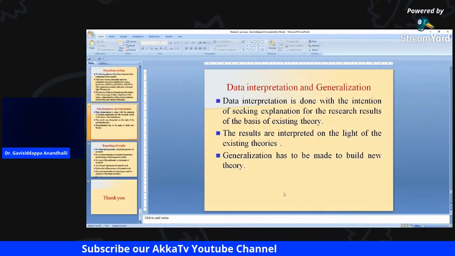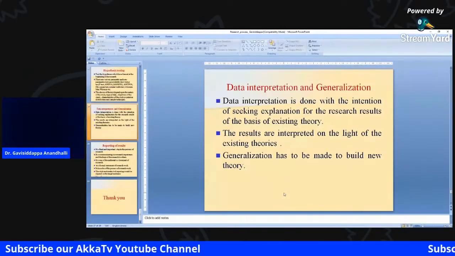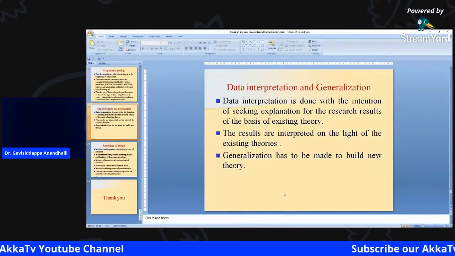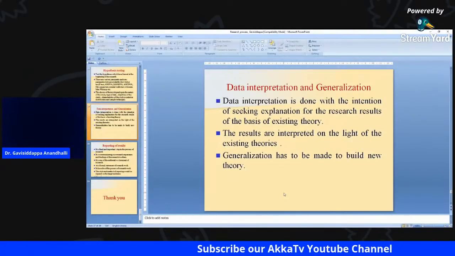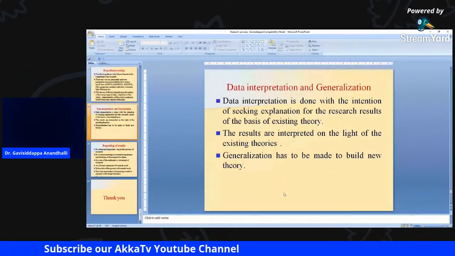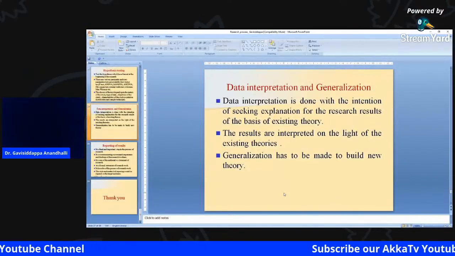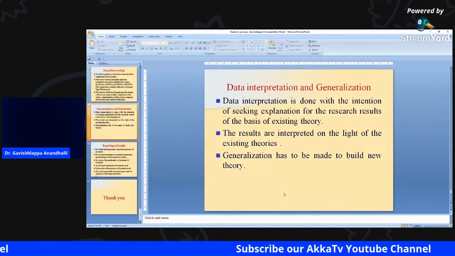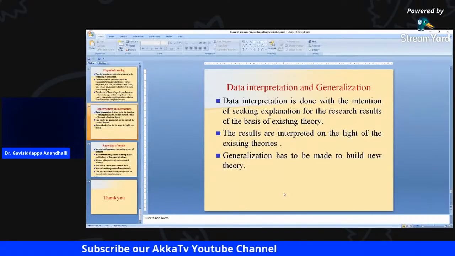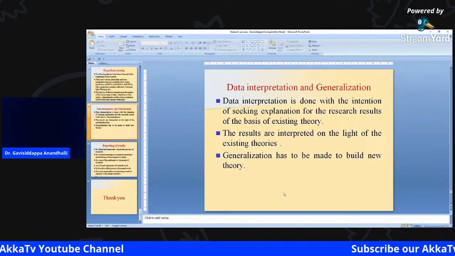Okay, I have tabulated and written the analysis based on the above table statistics and figures, and you can give some more inputs and draw the inferences, whatever the discussion has taken place based on the knowledge and theory available on that concept. Results are interpreted in the light of the existing theories, and the generalization has to be made to build new theories.